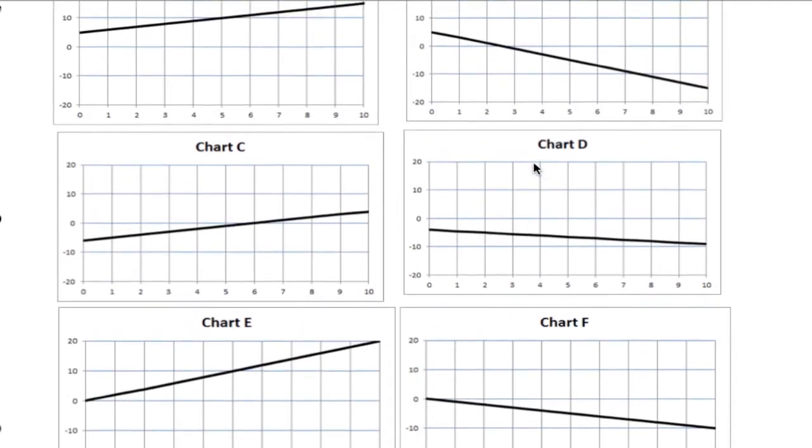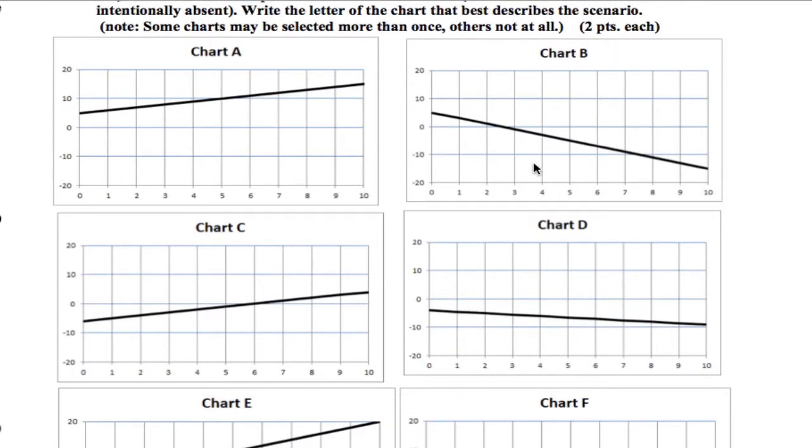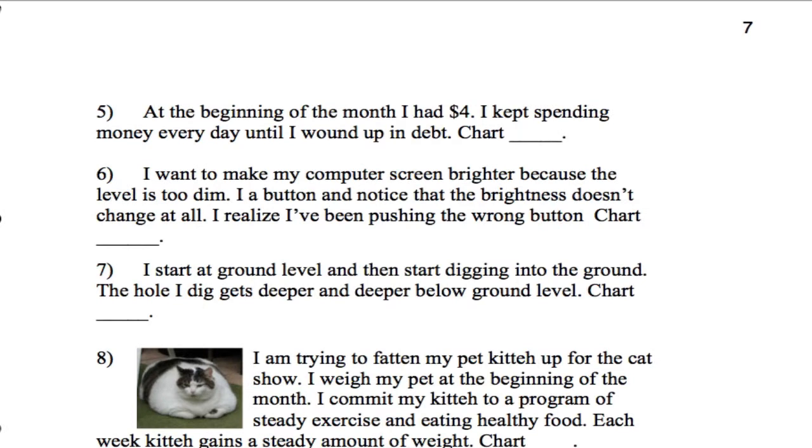So when I look at this, the only chart that might work is chart B. I'm spending money. Ooh, and it looks like I'm actually going into debt. So it looks like for this one, chart B would be a great answer.